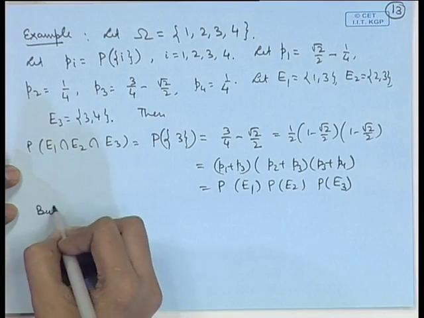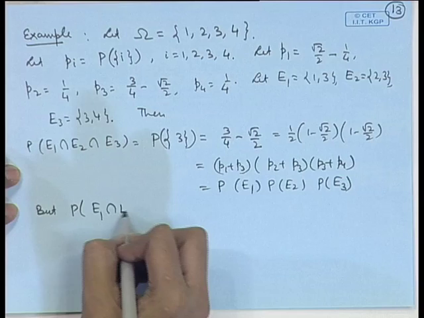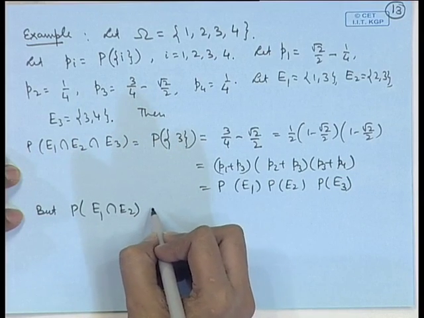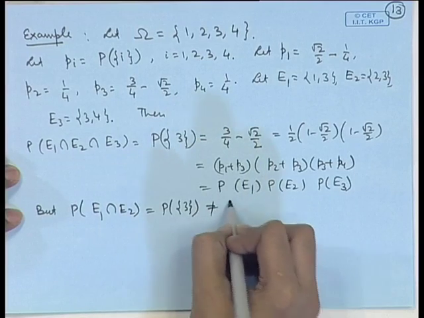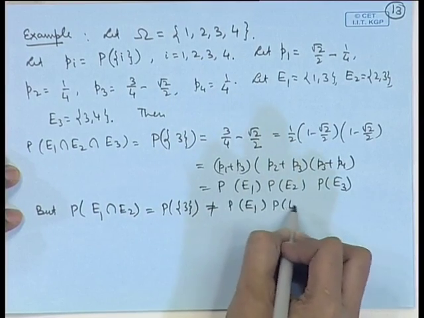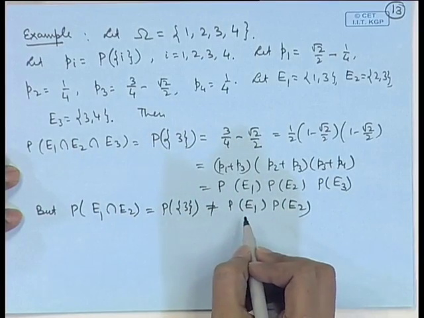But if I look at probability of E 1 intersection E 2, then that is also equal to probability of 3, and therefore, it is not equal to probability of E 1 into probability of E 2. Therefore, the conditions for the independence are not satisfied here. So, in effect it means that if we want to check the independence of events, then we must check the probability of simultaneous occurrences by taking all the combinations, by taking 2 at a time, 3 at a time, and so on.